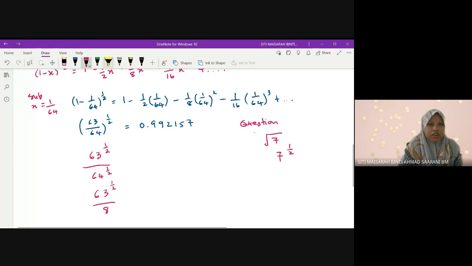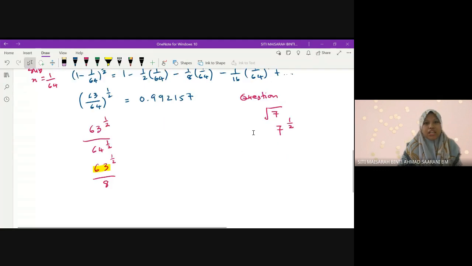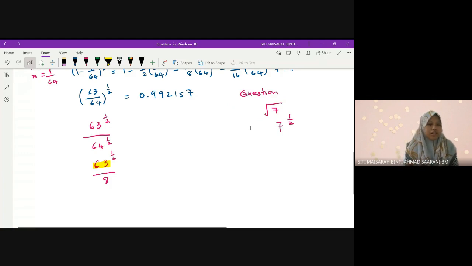We need to see which times table gives 63. Can 7 multiply something to get 63? 7 times what? 9. So this one becomes 7 multiply by 9 power 1 over 2, divide by 8 equals 0.99217.